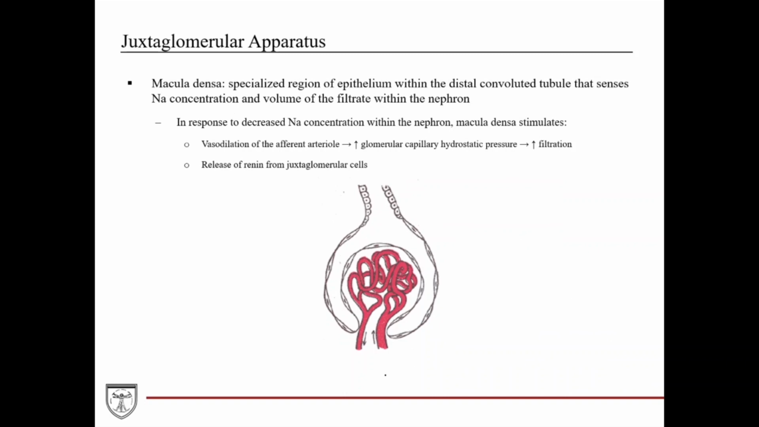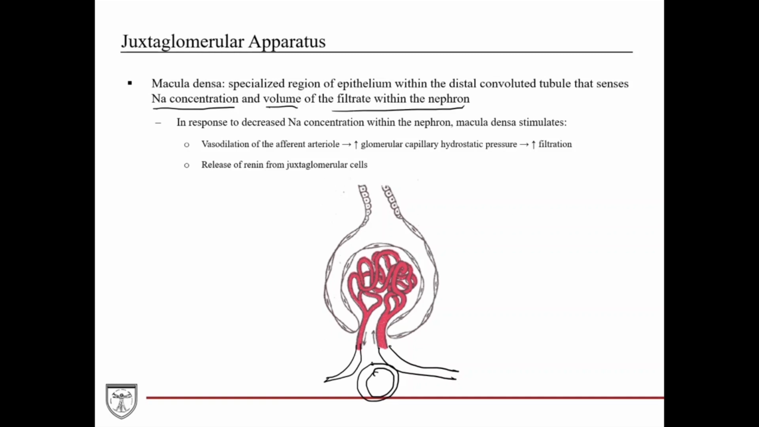The macula densa, which again is a portion of the distal convoluted tubule. It's kind of a region with specialized epithelium. It's found again about right here between the afferent and efferent arteriole. And what it does is it senses sodium concentration and also volume of the filtrate within the nephron.